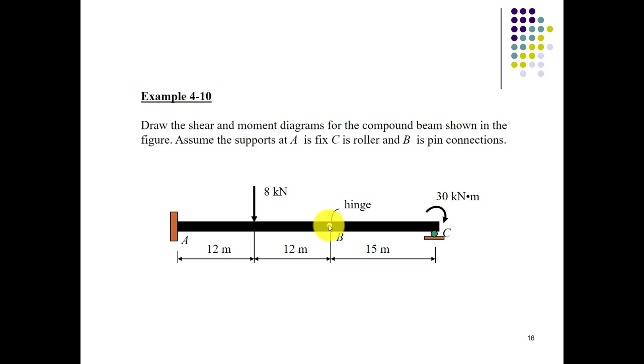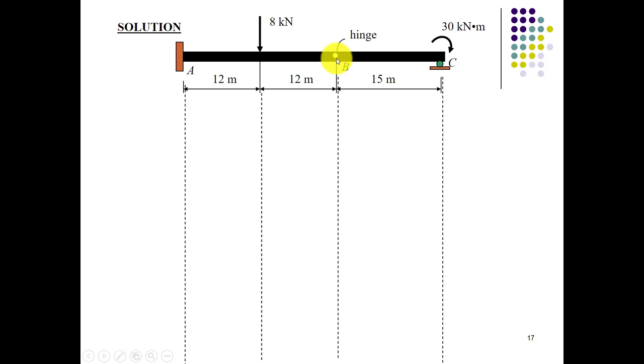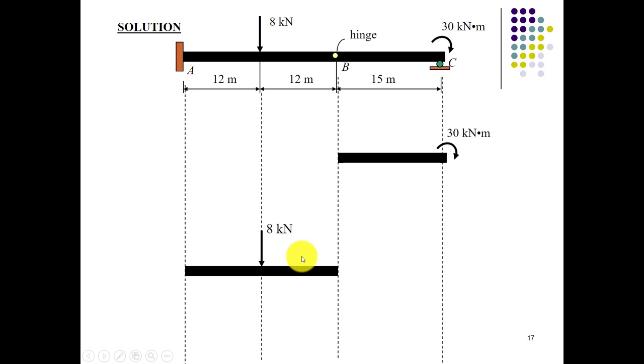So first, what we'll do is determine the reactions. We'll break this beam apart in two halves. So we will determine the reaction upon this beam. On this span we have an 8 kN load, and on this span we only have a 30 kN moment acting.